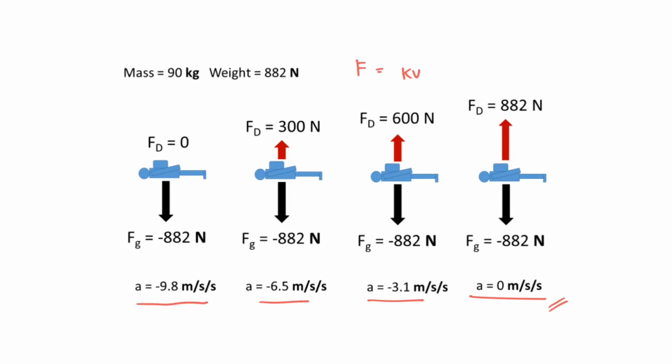This happens when the drag force is equal to the force of gravity. In this case, the drag force is equal to 882 newtons, and the force of gravity is also 882 newtons directed downward. And once again, when the drag force is equal to the force of gravity, the object will experience an acceleration of 0 meters per second squared, and at this point we say that the object has reached its terminal velocity.